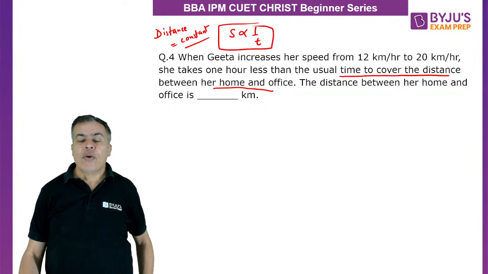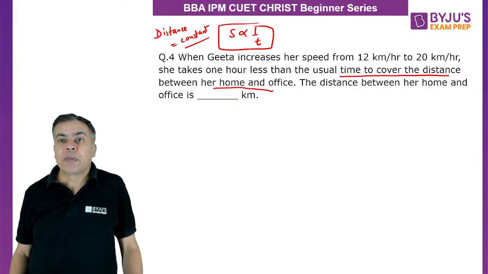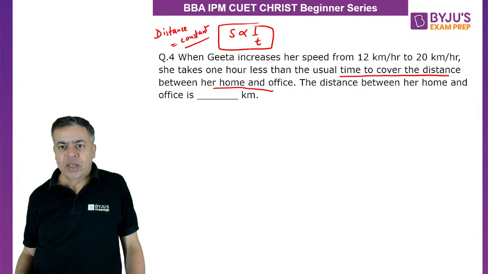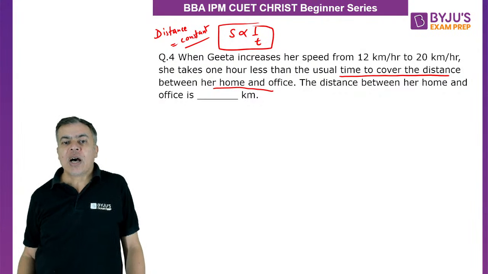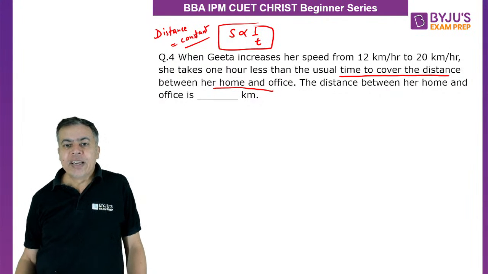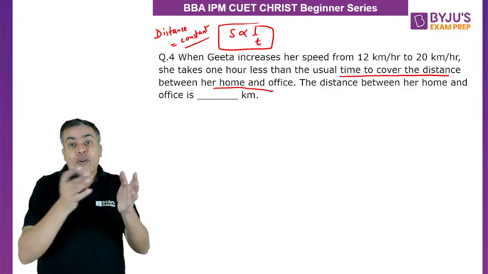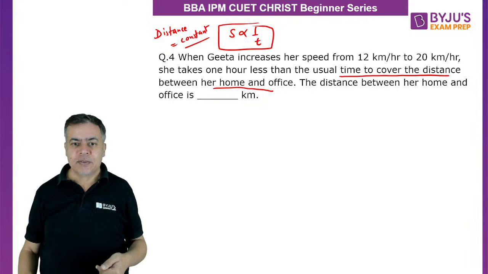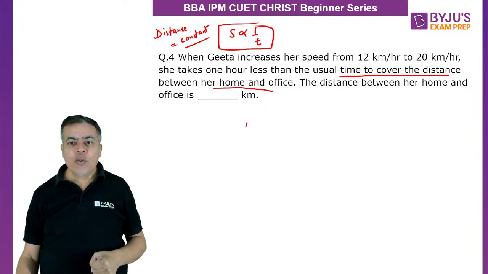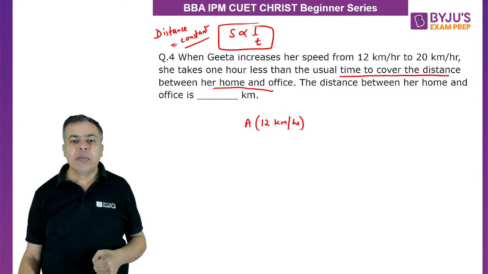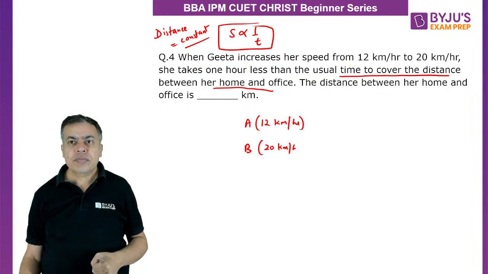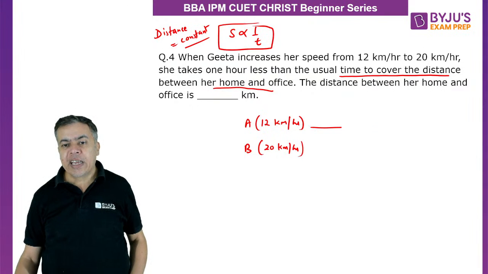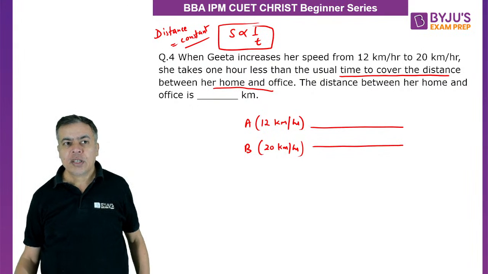Now when the distance is constant, speed is inversely proportional to time. I will use this. But this is a basic question. So how should you deal with this question? Somebody is changing the speed from 12 to 20. Instead of doing this, you take two persons. One person is running at 12 km per hour. Another person is running at 20 km per hour. And the distance is the same for both.